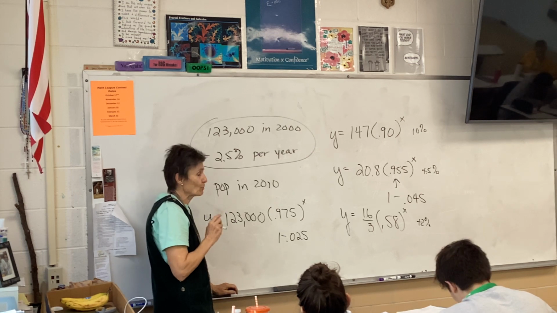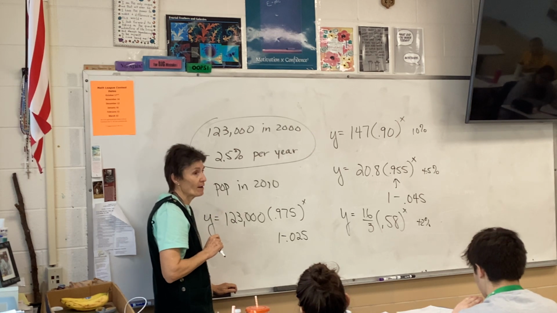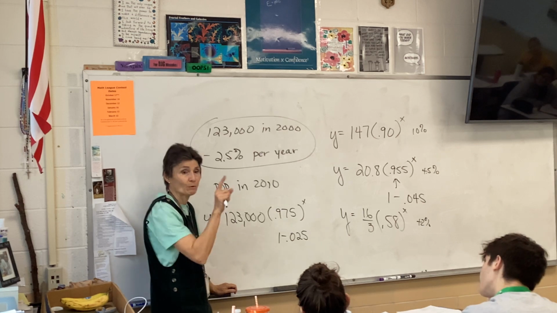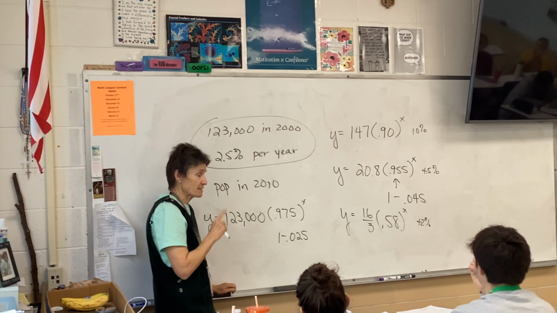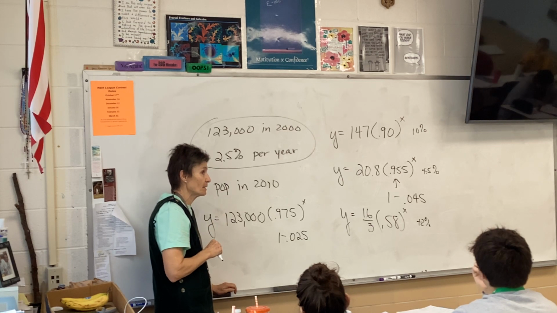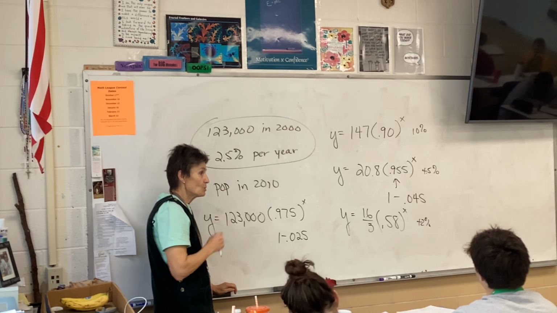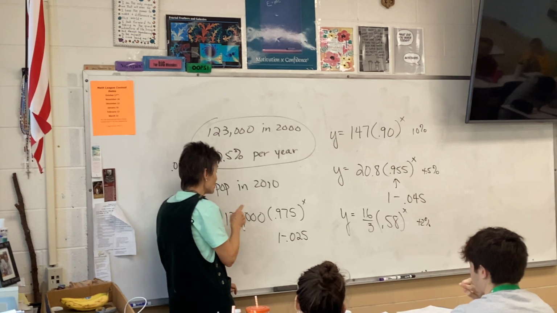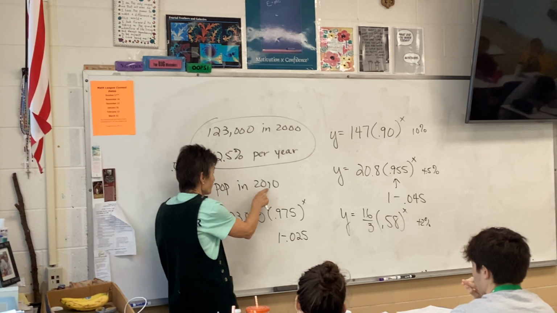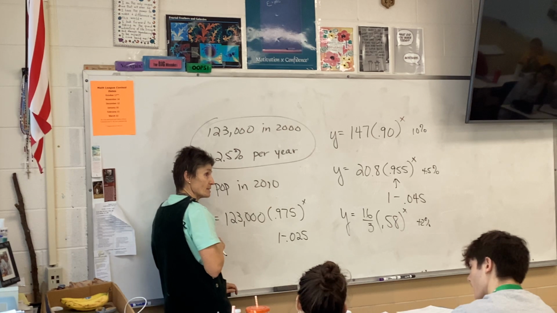Remember, we never use 2.5, ever, ever, ever. It's either 1 plus 2.5 or 1 minus 2.5. In this case, minus, because we're using population. Okay? So there's an equation to describe what's happening. Now I need to use this equation to find the population in 2010. Any ideas how I might do that?